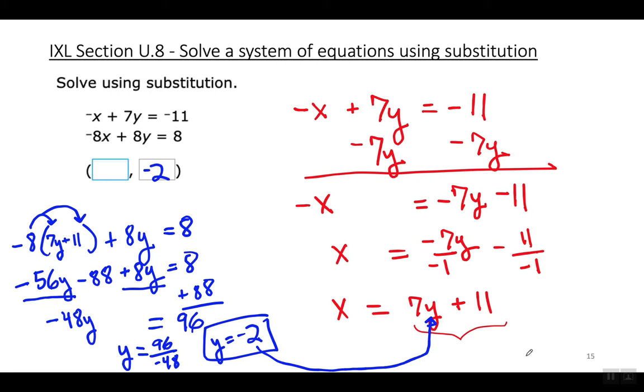So x equals, where can I write it? Let me write it over here. X equals 7 times negative 2 plus 11. So x equals negative 14 plus 11. So x equals negative 3.